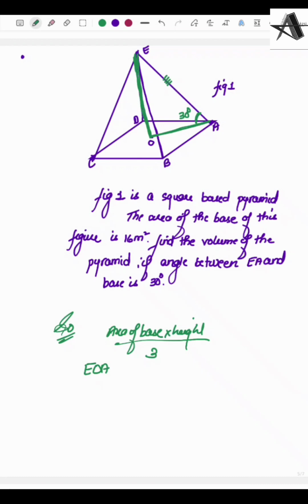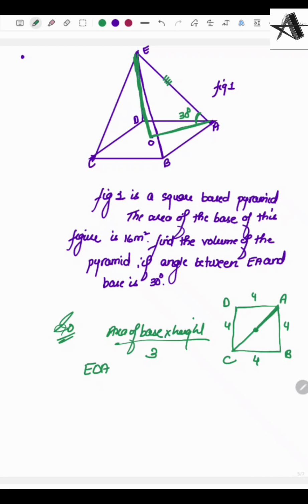OA I can easily calculate because OA is half of the diagonal of a square base pyramid. If I see this base, it looks like this: D, A, B, C, and O is the center. This OA we have to calculate. If the area of DABC is 16 centimeters squared, each side will be 4 because it's a square, and area is length times width, or a squared, which is 16.